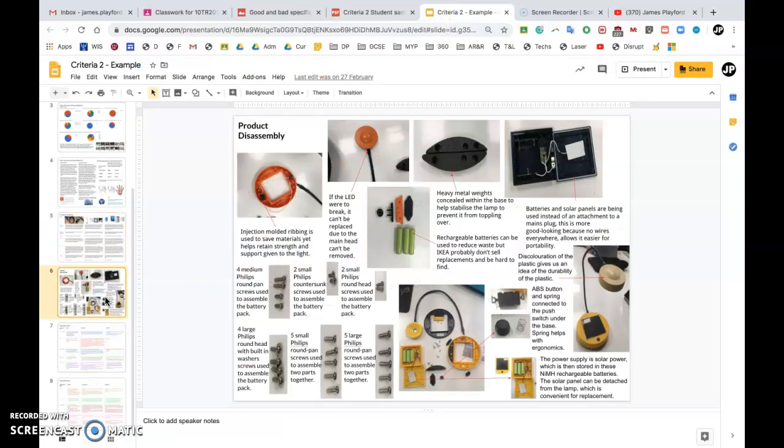And the student's done the same here, again to a great level of depth. I've also heard this slide referred to as product anatomy at some point, where you're looking at all the key parts of a product. So for me, this is a really nice layout.